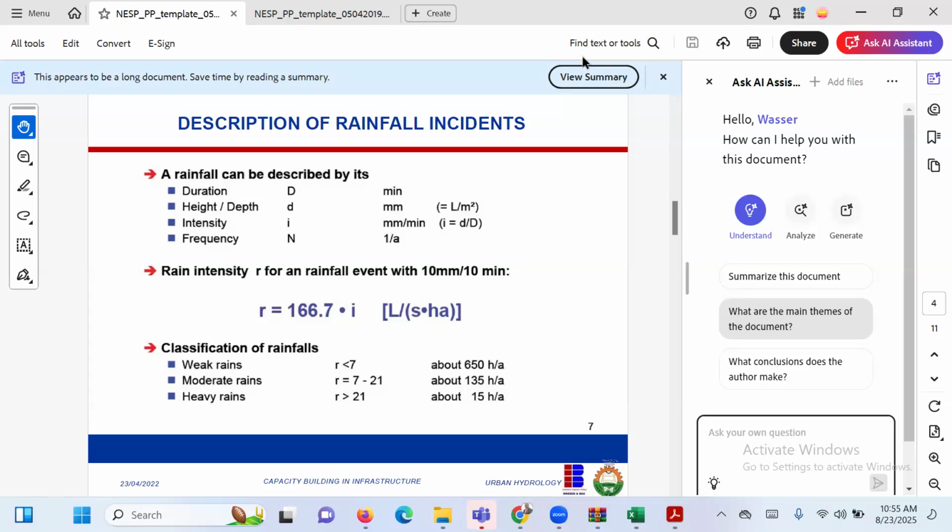But if you're designing for rural areas, you don't need to use 2 years or 5 years. No, just use 1 year return period, because the possibility of flooding is low. And even if it floods, nothing will happen. It will just flood farm areas, and within days, everything will percolate.